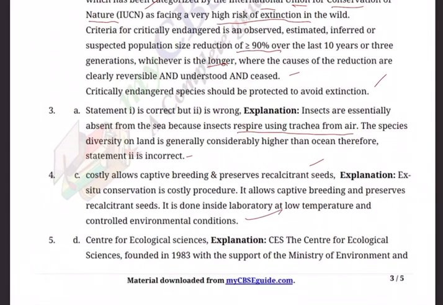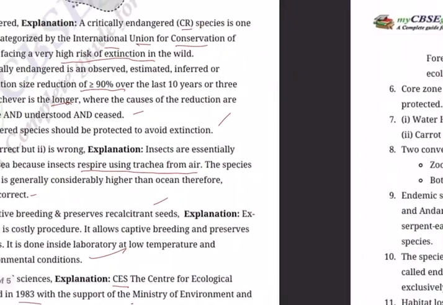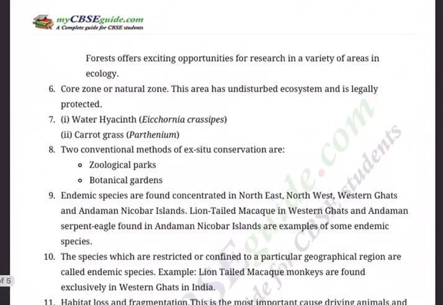Question 5. D. Center for Ecological Sciences, CES. The Center for Ecological Sciences, founded in 1983 with the support of the Ministry of Environment and Forests, offers exciting opportunities for research in a variety of areas in ecology. Question 6. Core zone or natural zone. This area has undisturbed ecosystem and is legally protected.